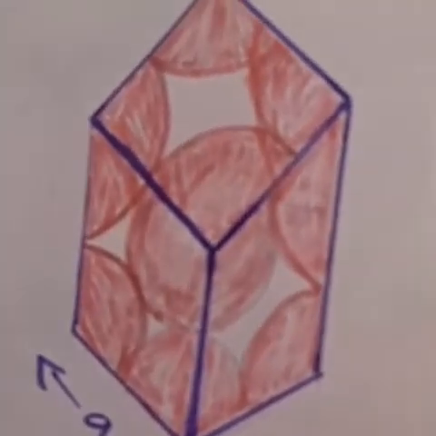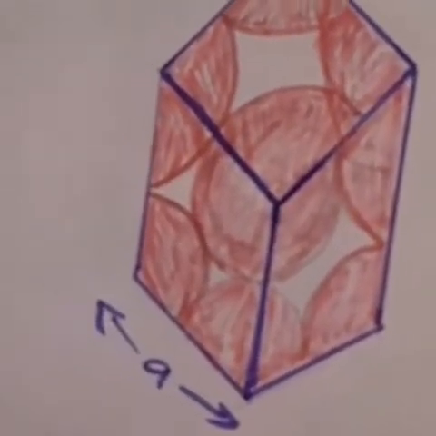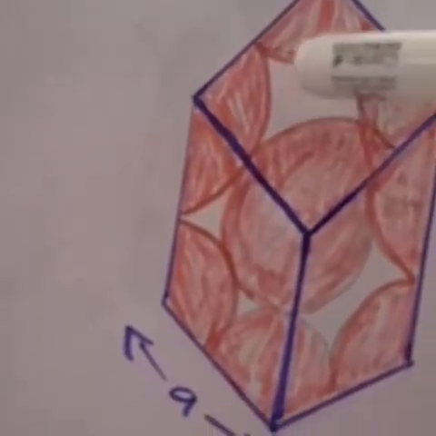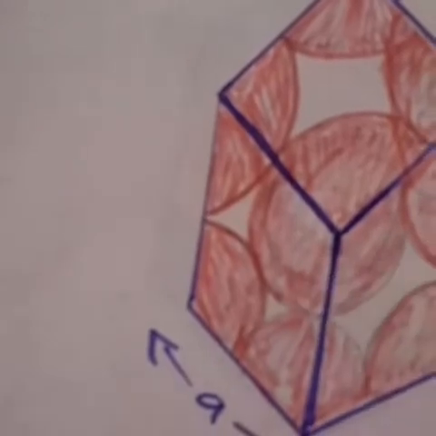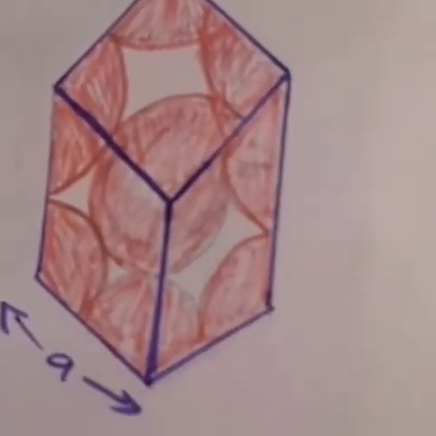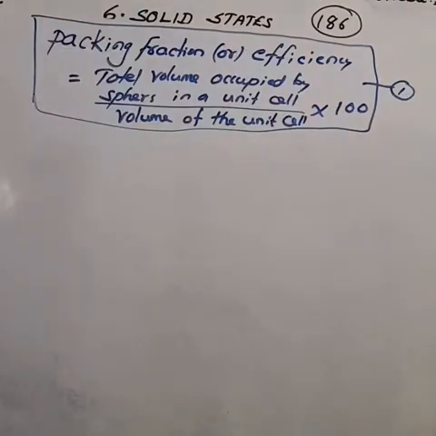There is some free space between the spheres of the single layer and the spheres of the successive layers. The percentage of total volume occupied by these spheres gives the packing efficiency of an arrangement. How can you calculate the packing efficiency of the simple cubic arrangement? First we have to write one formula. What is the formula?